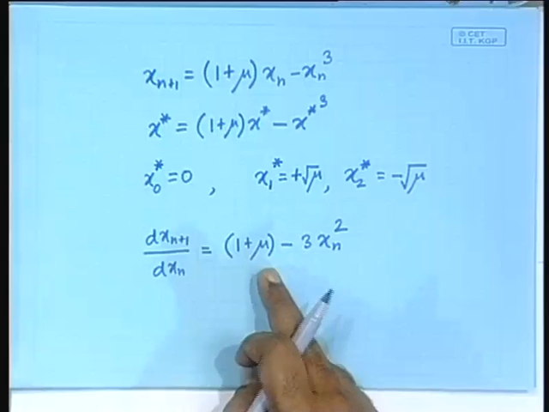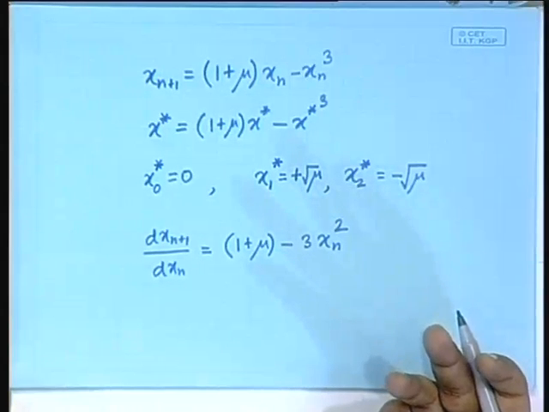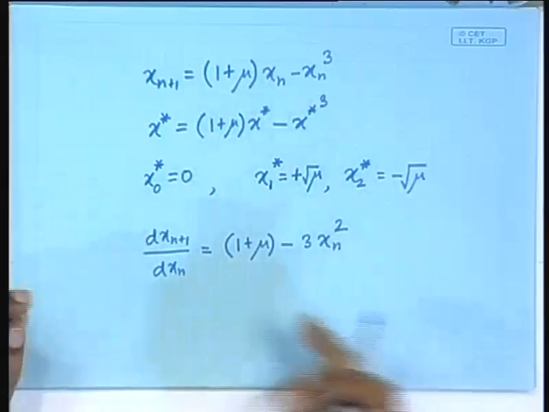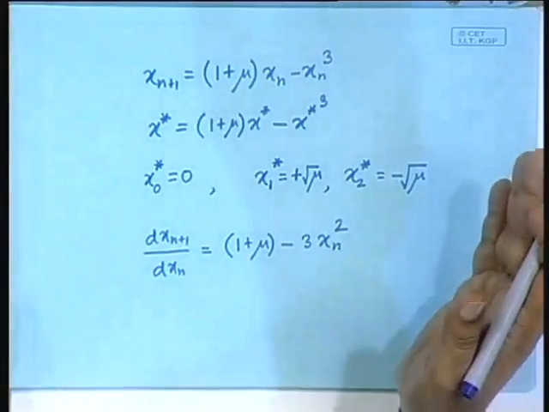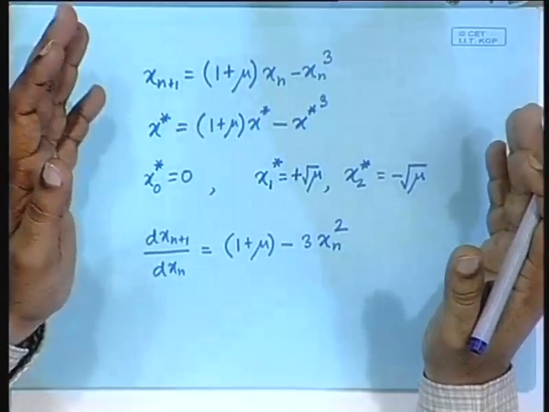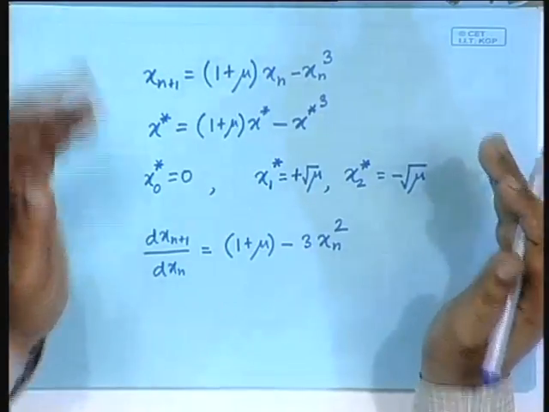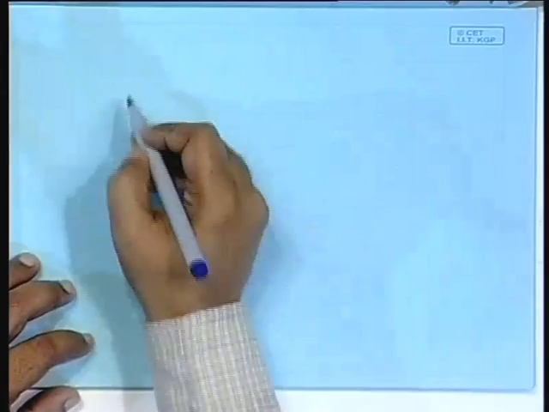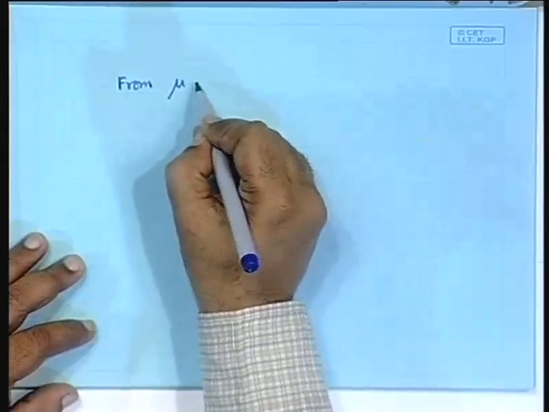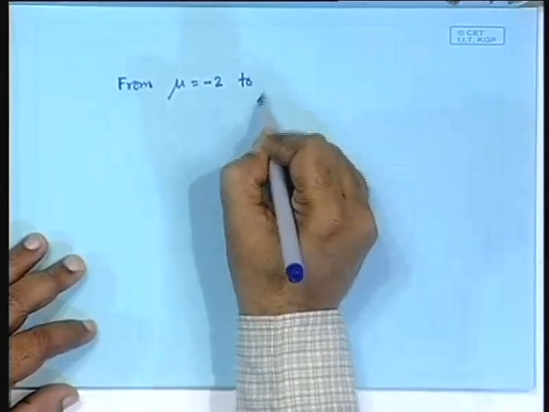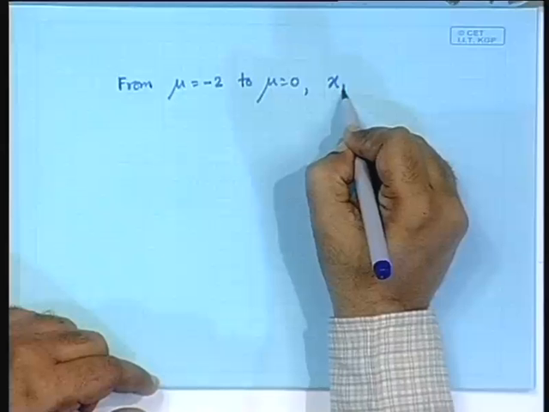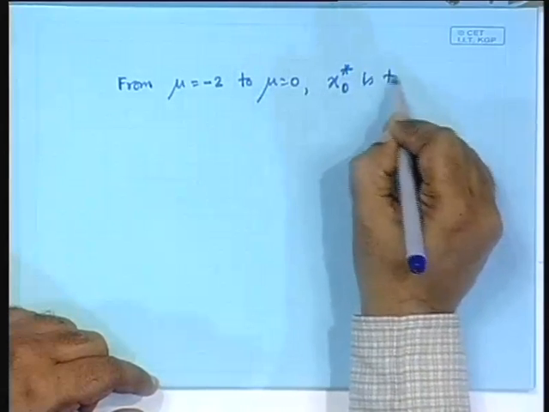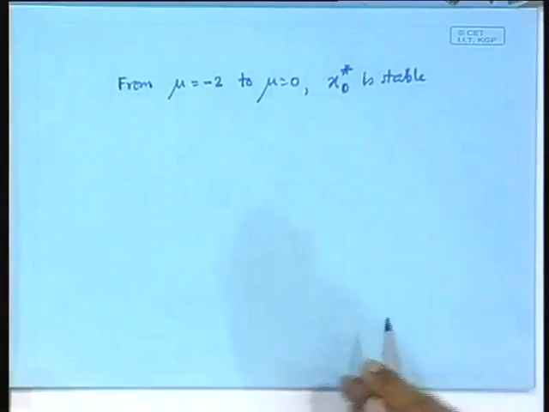So, mu is, no, 1 plus mu should be less than 1, mu should be negative, but greater than minus 2. So, we conclude that from here mu can be negative also. Yes, we allow that. From mu is equal to minus 2 to mu is equal to 0, x naught star is stable.